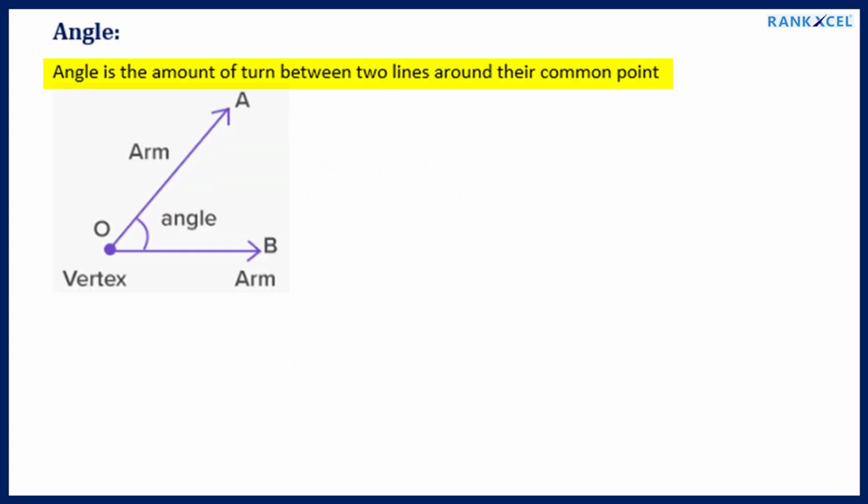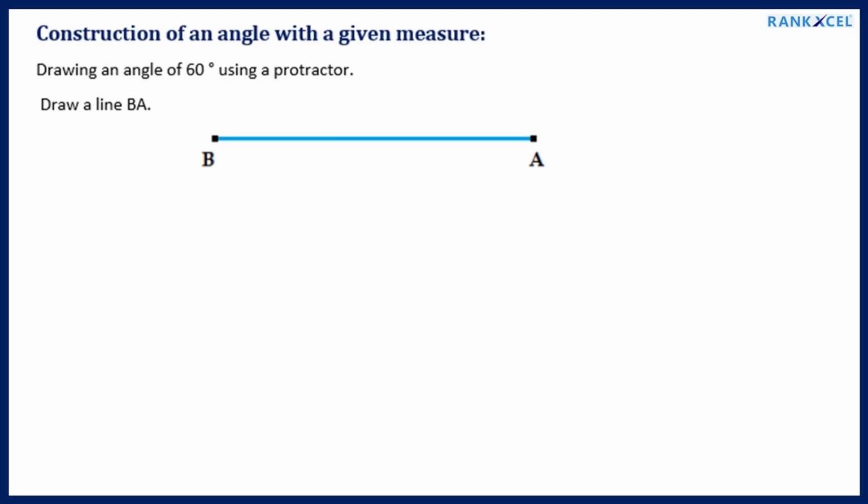Angle. Angle is the amount of turn between two lines around their common point. Construction of an angle with a given measure. Drawing an angle of 60 degrees using a protractor. Draw a line BA.